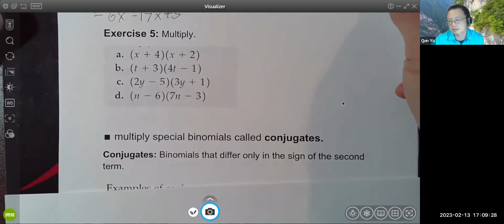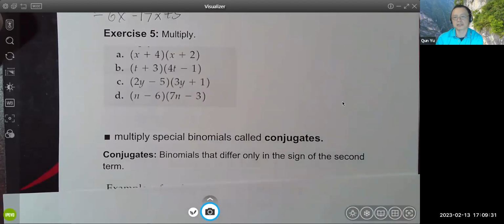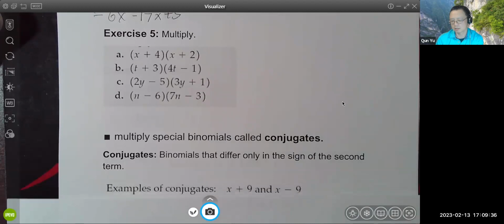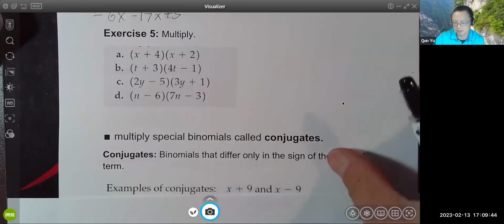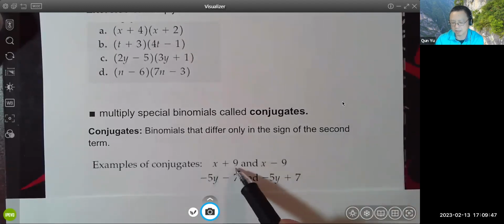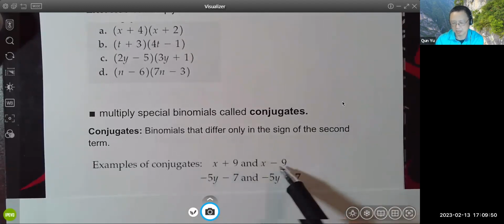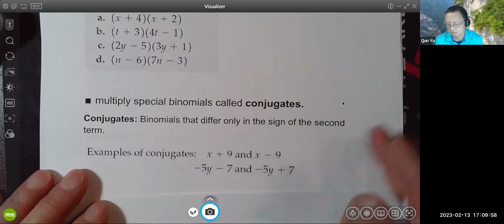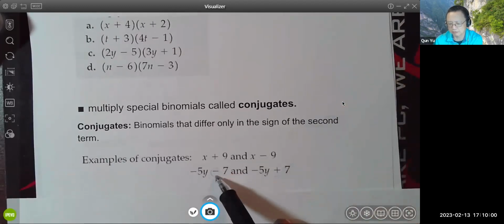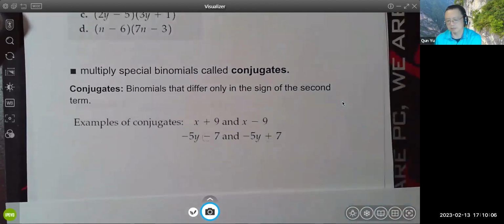Now, finally, we want to look at some special binomials. We call them conjugates. What are conjugates? Basically, two binomials with opposite signs before the second term. Some examples: x plus 9, x minus 9. The only difference is the sign before the second term. How about these two? Similar structure. Whatever they are, doesn't matter. They only differ by the sign in front of the second term. That's called conjugates.